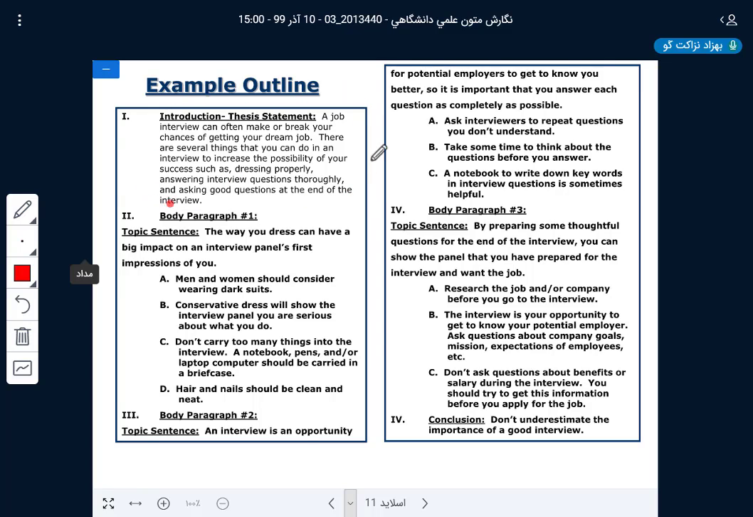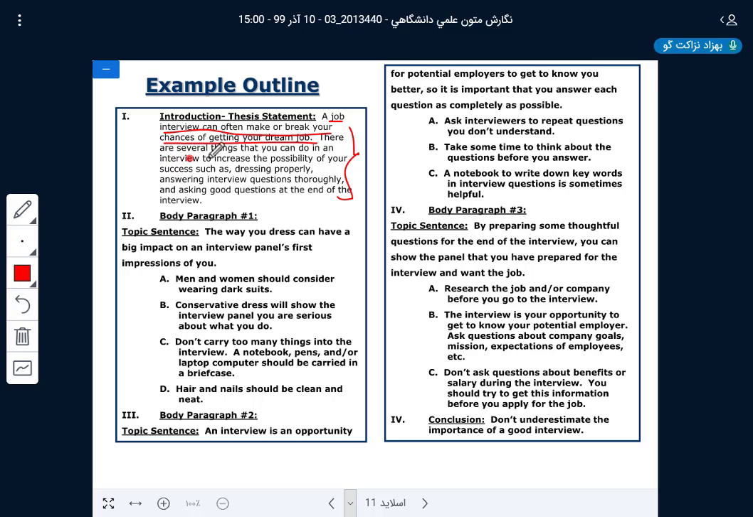This is your thesis statement. It starts with a job interview can often make or break your chance of getting your dream job. So far, this is the claim you have made. So this is your thesis statement. So what is this? These are the subpoints. These are the examples to verify this part.